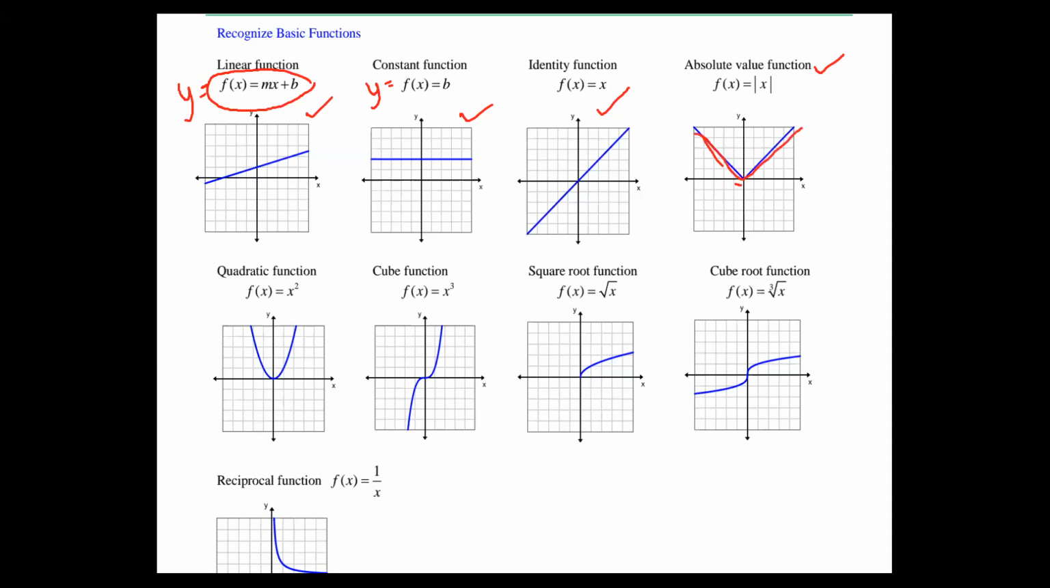Next, the quadratic function. We know that the quadratic function is a parabola. The next one is the cubic function, f of x equals x to the power 3. And the next one is f of x equals square root of x, which is like if you have the parabola like this and cut it in half, it's one half of the parabola. So that is the square root function. Next one is the cube root function.